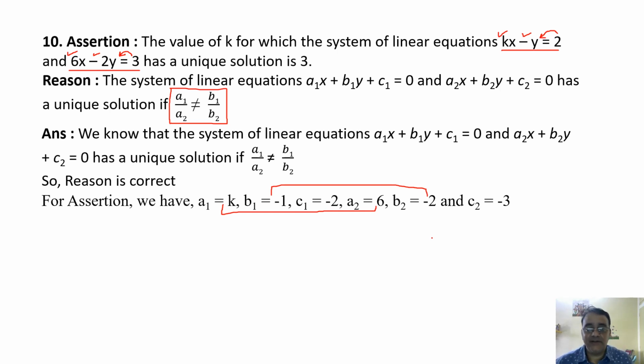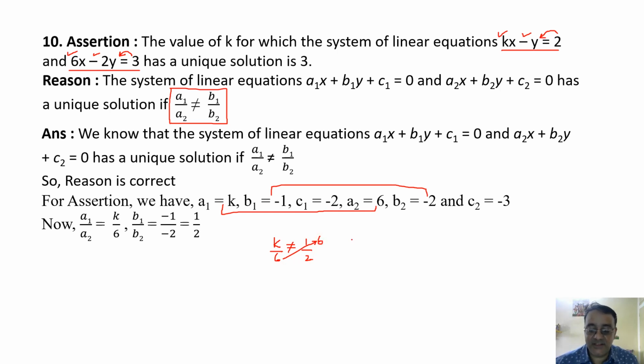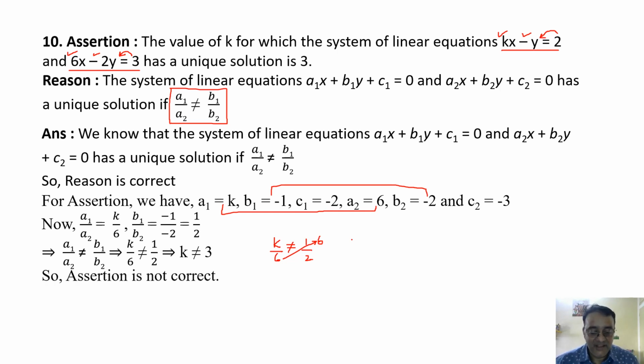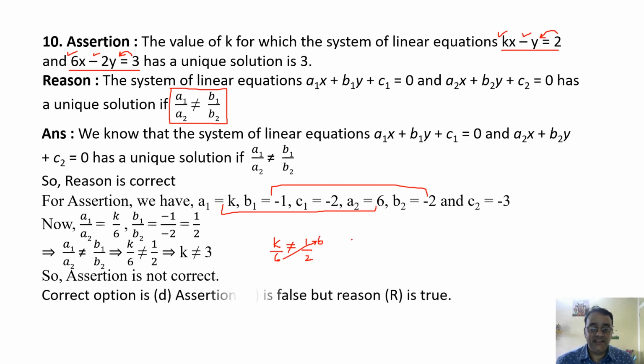c1, c2 we don't require here, because for a unique solution only a1 upon a2 is not equal to b1 upon b2 is needed. Right. So k by 6 is not equal to 1 by 2. So if we shift 6 over, k is not equal to 3. That means assertion is false. Right. So which option was the correct answer? The D one. Correct option is D, that is assertion is false but reason is true.